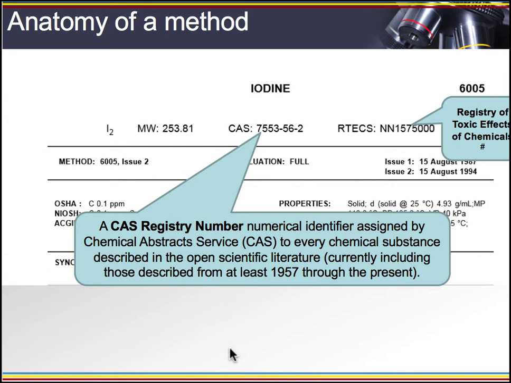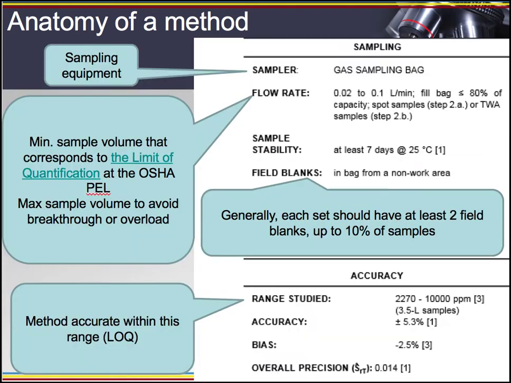We also have the Chemical Abstract Service number listed if you need to reference the chemical that way, and the Registry of Toxic Effects of Chemicals number is listed as well. As we move further down in the method for sampling, this is what's important for the industrial hygienist.